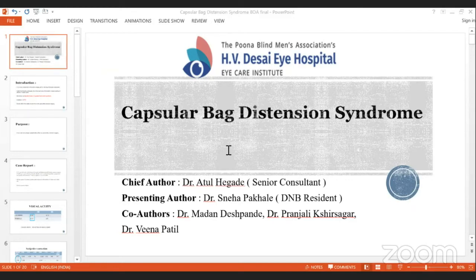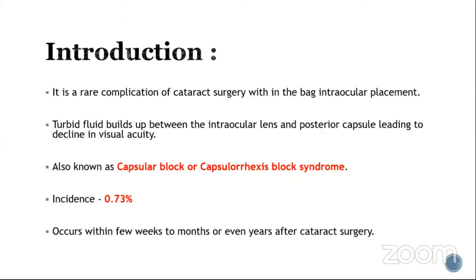Here I'm presenting a case of capsular bag syndrome. It is a rare complication of cataract surgery with intraocular lens placement, where turbid fluid builds up between the IOL and the posterior capsule, resulting in a decline in visual acuity. It is also known as capsular block or capsular bag distension syndrome. Its incidence is 0.73%, and it occurs within a few weeks to months or even years after cataract surgery. The purpose of presenting this case is that it is a rare and unique complication after an uneventful cataract surgery.